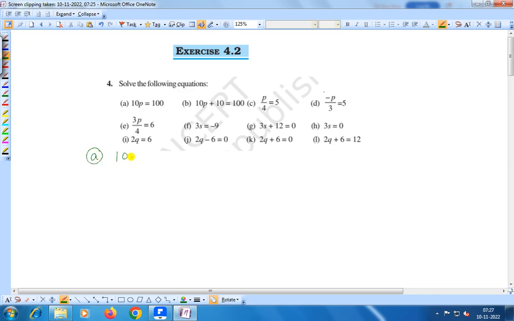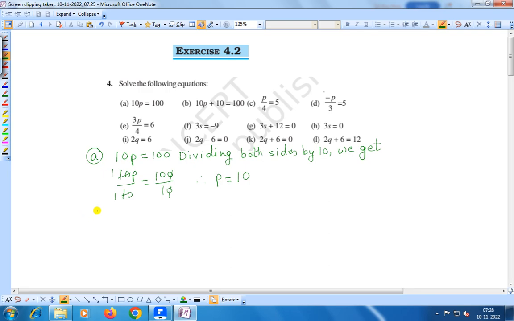10p is equal to 100. Right? Dividing both sides by 10 we get 10p by 10 is equal to 100 by 10. 10 1s are 10, 10 1s are 10, 1, 1, and this 0 will be cut. Therefore, p is equal to 10.